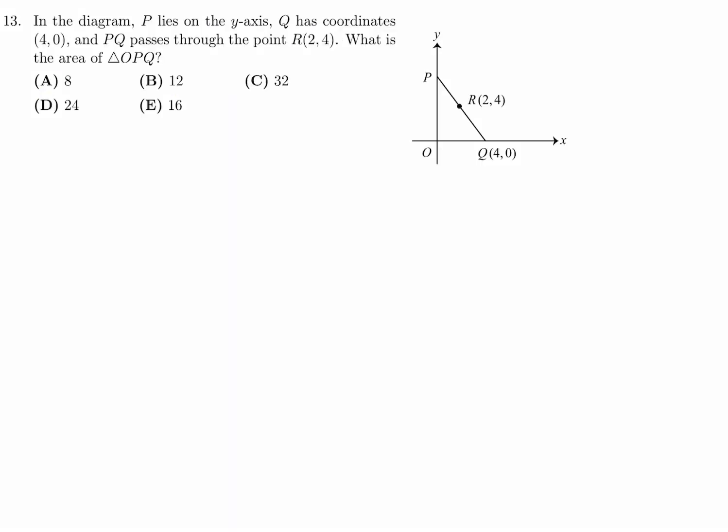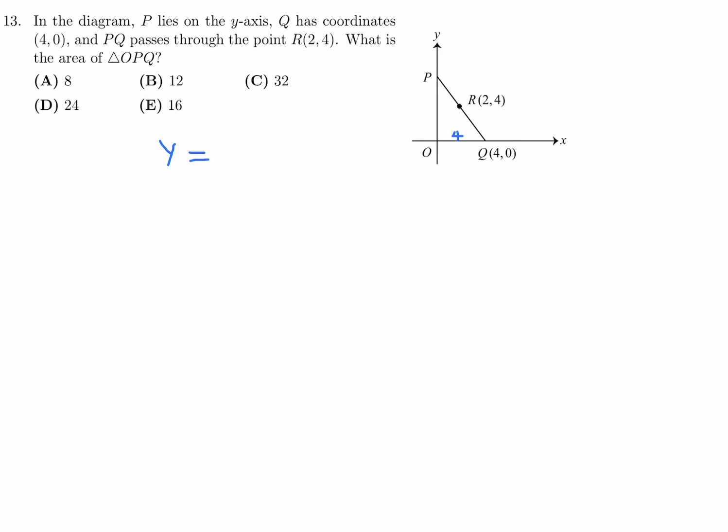In the diagram, P lies on the y-axis, Q has coordinates 4, 0, and PQ passes through the point 2, 4. What is the area of OPQ? Well, that is 4, 0, so that is 4. It's pretty straightforward. Now we have to figure out that.